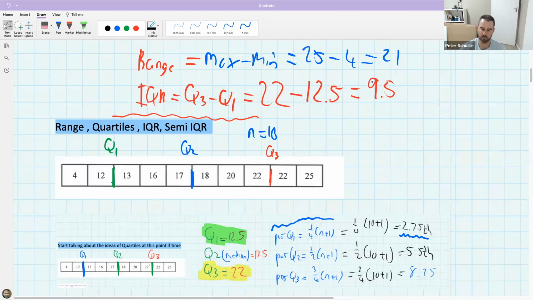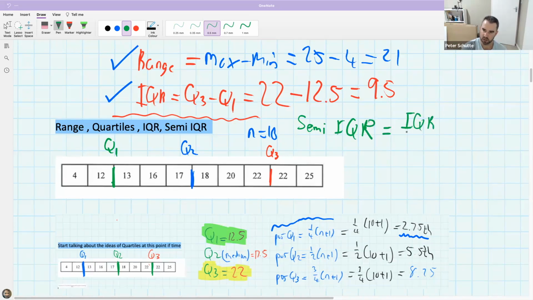Okay, so we've covered what the range is. I think you all probably knew. The interquartile range is a bit new. There's also something called semi-interquartile range. The semi-interquartile range is whatever the interquartile range is divided by 2. So what do we think the semi-interquartile range is for this data set?